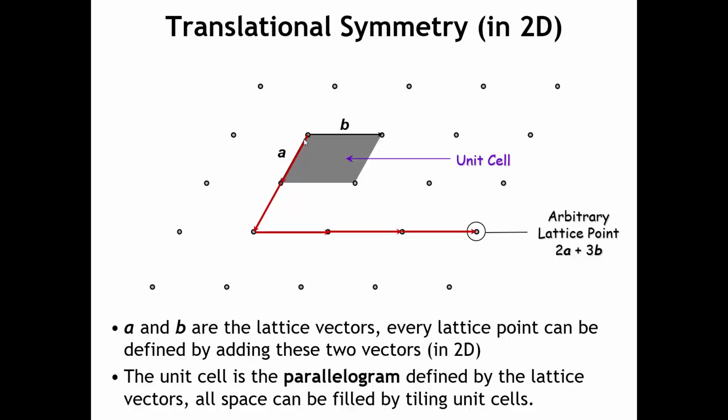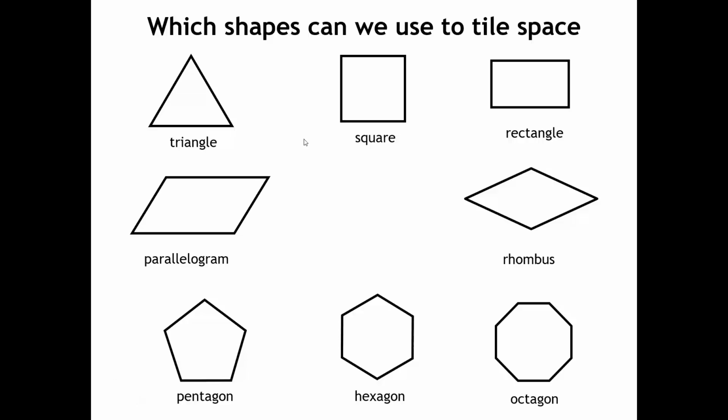Now, how many different kinds of lattices are there in 2 dimensions? And to answer that question, what I'd like you to think about is how many different shapes can we use to tile 2-dimensional space? Spoiler alert, it's not a very big list. Here I show 8 different shapes. We have the arbitrary parallelogram, shown over here, and then we've got a few other more specific parallelograms, like the square and the rectangle and the rhombus.